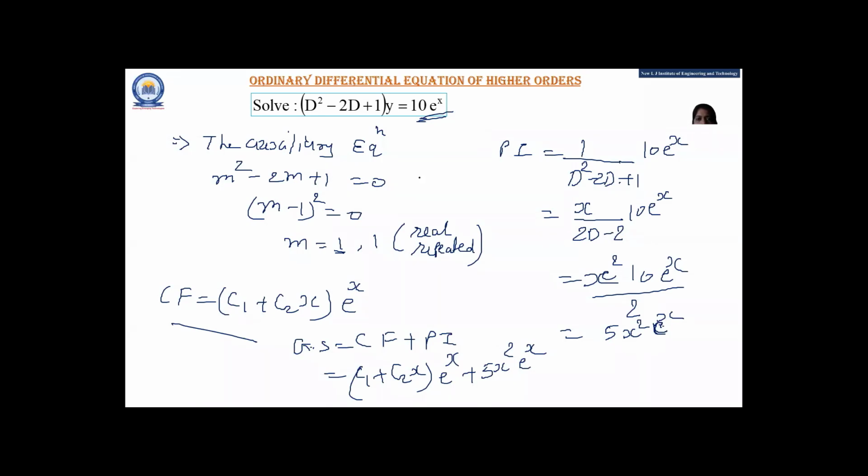Any doubt about this example, students? Give me response in the chat box. If you have any doubt, let it clear first, otherwise we'll move ahead. Okay, very good, no doubt. So let's move with one more example.